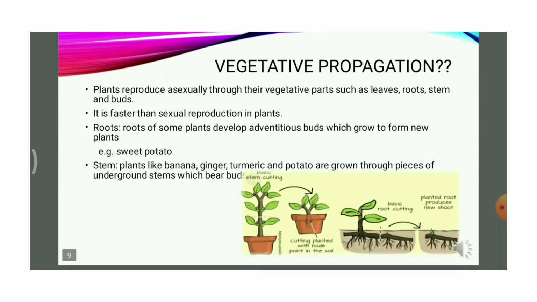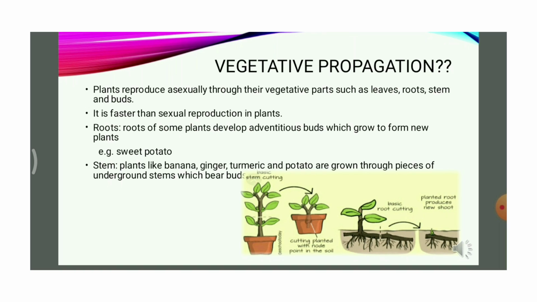Next type of asexual reproduction is vegetative propagation. The word vegetative means plant. So here the plant will propagate. So let's study the definition now. Plants reproduce asexually through their vegetative parts, meaning their plant parts such as leaves, roots, stem or bud. It is faster than sexual reproduction in plants. So this vegetative propagation is faster than sexual reproduction in case of plants, not in case of human beings.